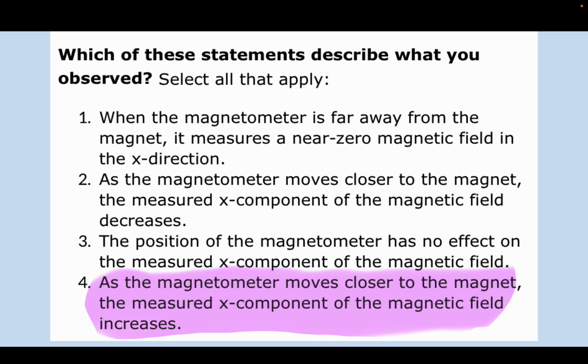We were given 4 different possibilities in this lab, and we had to answer which of these statements describes what you observed, selecting all that apply. What I discovered when performing this lab was that the farther the distance was, the lesser the magnitude. And so this brings us to circle answer number 4, which is: as the magnetometer moves closer to the magnet, the measured x component of the magnetic field increases, which tells us that distance does indeed play a role, and that the closer the distance, the greater the magnitude.